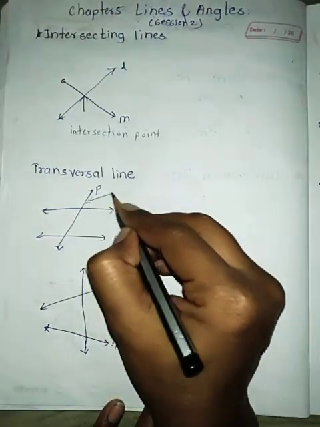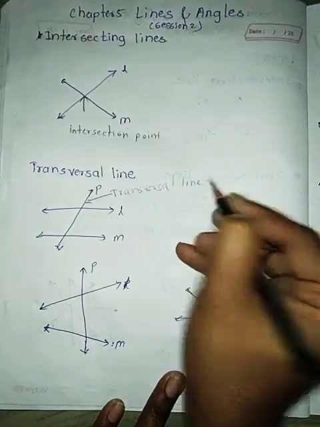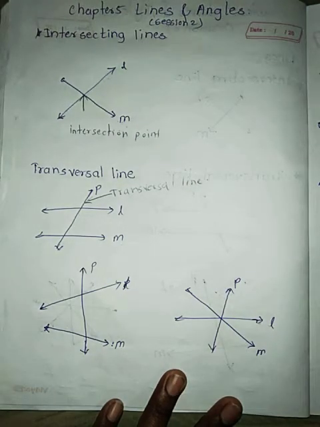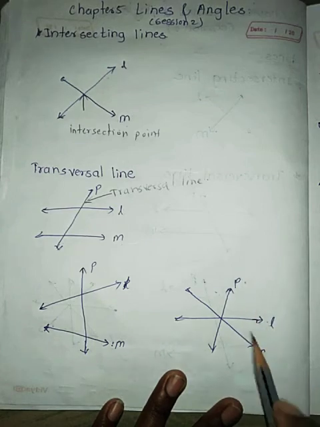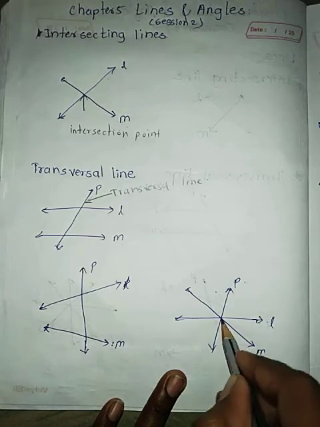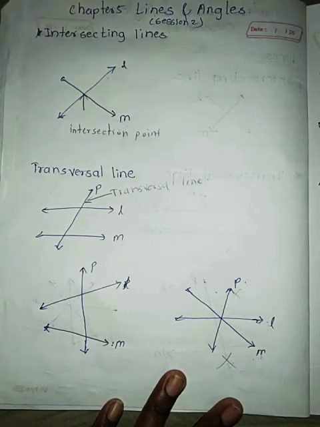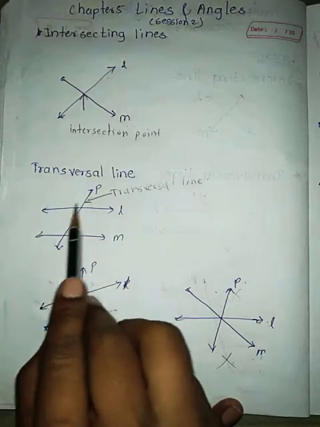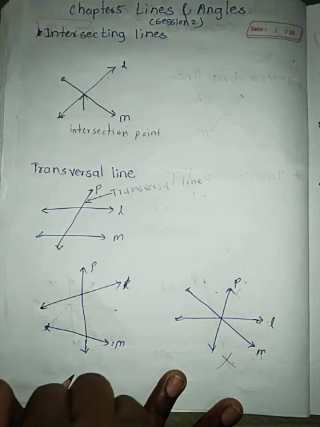When one line cuts two different lines at two distinct points, then that line is called a transversal line. Now see here again, P, L, M. Three lines are there. P intersects L and M at one single point only, so this P is not a transversal line. When will it be a transversal line? When the line P cuts L and M at two distinct points, then and only then it is called a transversal line.